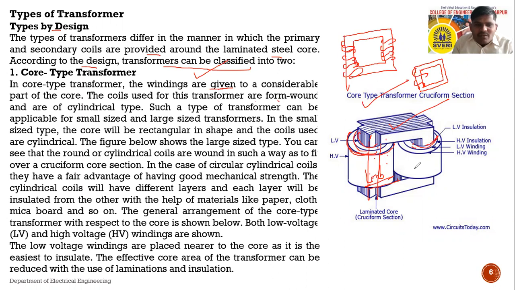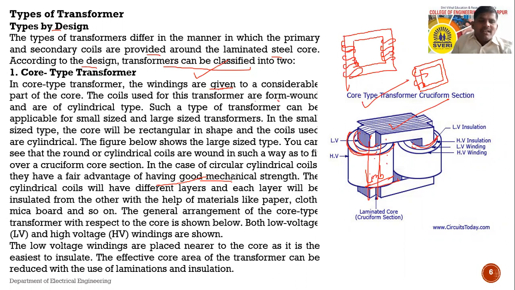So in case of circular cylindrical coils, they have fair advantages. What are the advantages of winding the coil in cylindrical format? Okay, circular cylindrical format has good mechanical strength. So this is one MCQ question. All of you note down this. That is the advantage of circular cylindrical winding of the coil, it is nothing but good mechanical strength. So coil ची mechanical strength good असते.